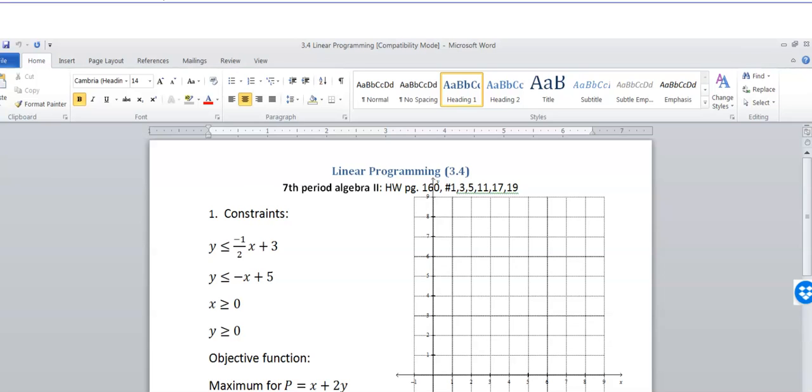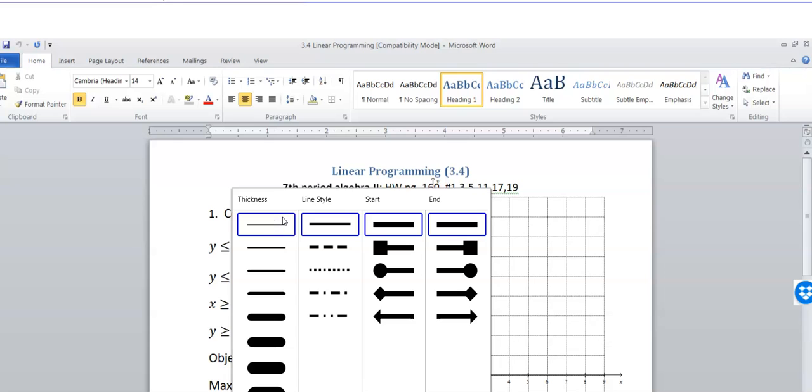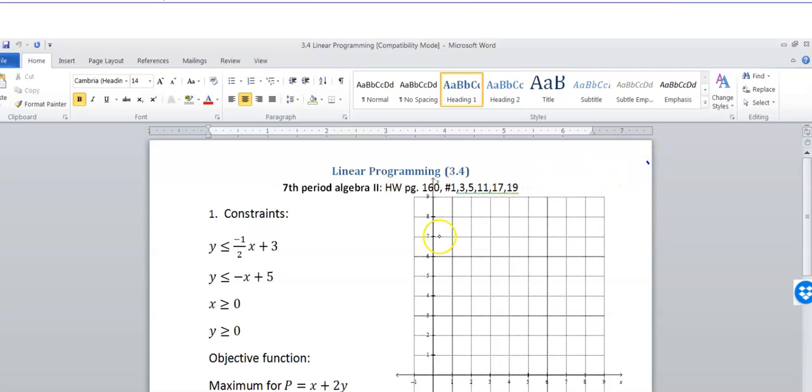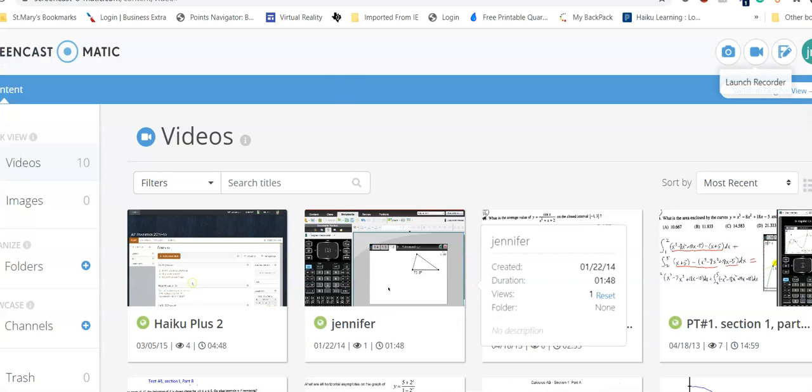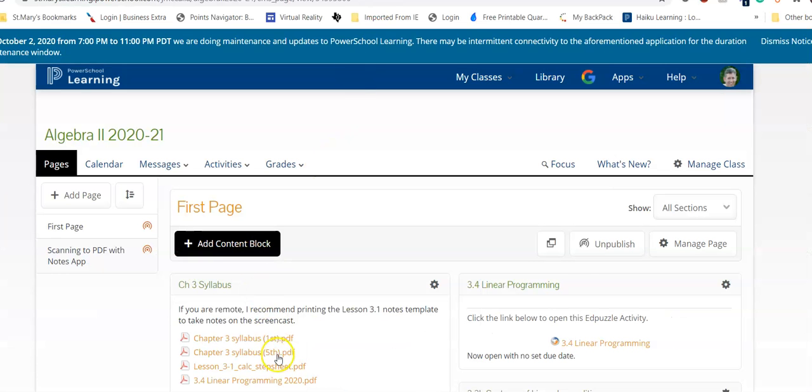Okay, so today we're going to do linear programming. On this one, what I recommend is there's a worksheet that kind of looks like this. You can download it from PowerSchool. If you go to my PowerSchool page, under Chapter 3 Syllabus 3.4 Learning Linear Programming 2020, that's your notes for today. If you print those first, it makes it a lot easier to do the lesson on the notes. Also, your quiz is posted as assignments, so just know that going in.